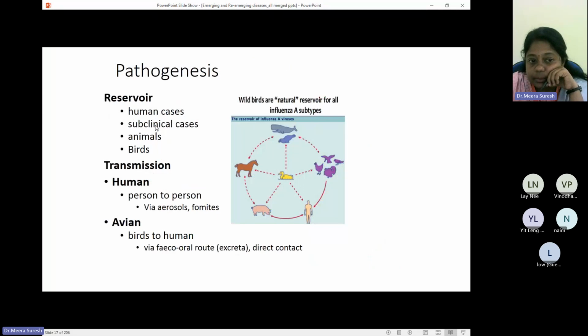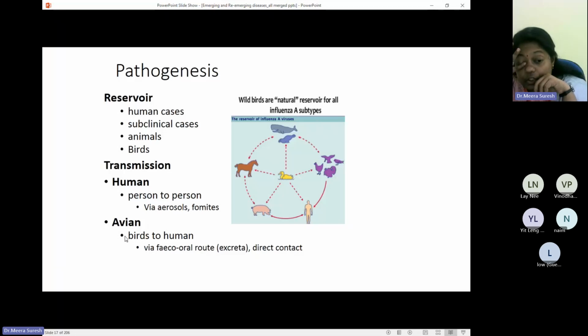Then regarding the pathogenesis, we have the reservoir of this influenza virus. It can be human cases, subclinical cases in which the symptoms are not there, and it can be animals and also birds. And how is it transmitted? Mainly via human or avian routes. In humans, it will be person to person via contacts or aerosols or droplet infection, or via fomites, the beddings, clothings and other things that are used by the patient. And if the other person comes in close contact with those fomites, then the person can develop the disease.